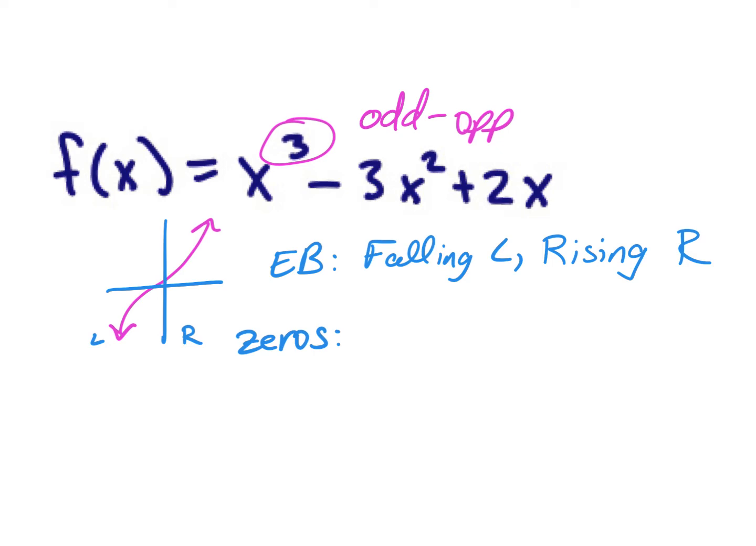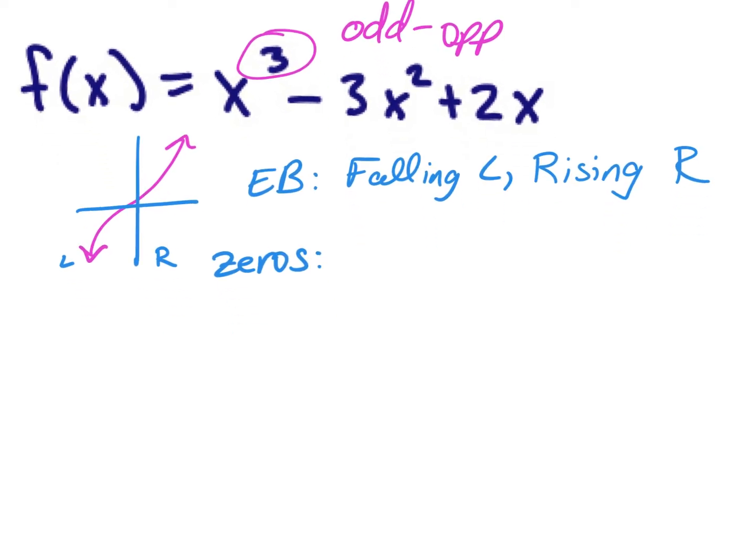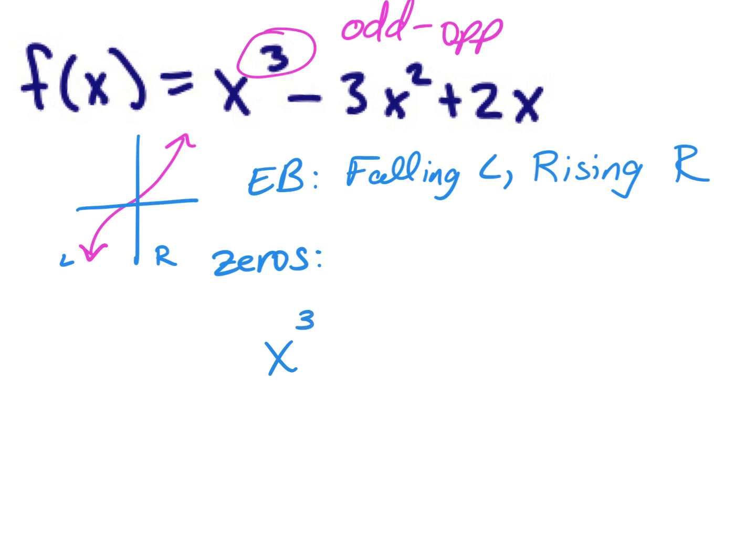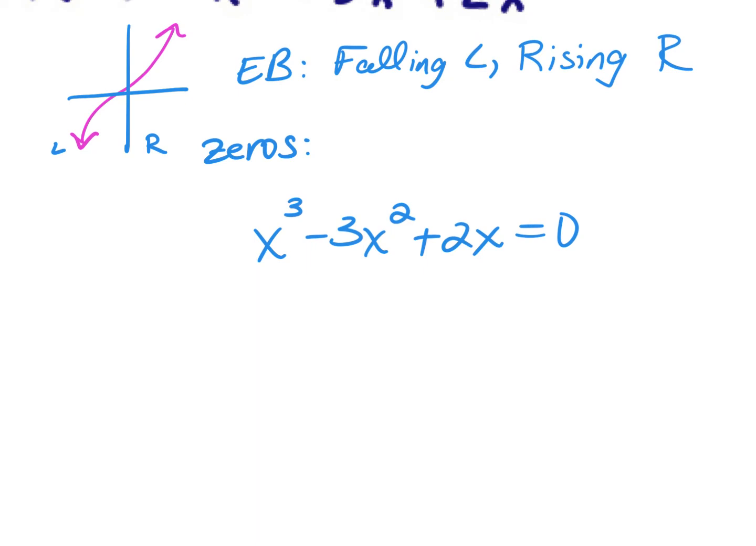The x what? X-intercepts, the roots, the solutions, where the graph crosses the x-axis. We are going to factor. So we have x cubed minus 3x squared plus 2x equals 0. First thing we look for when we're factoring is a GCF. Do you have something in common? Yep. Let's take out an x. So I'm left with x squared minus 3x plus 2 equals 0.